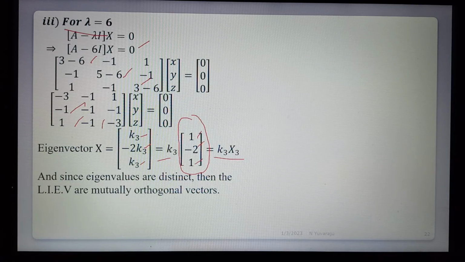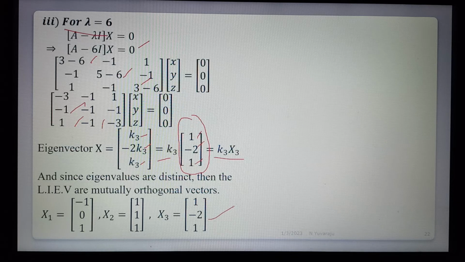If orthogonal, no problem, we can choose directly. If not orthogonal, for whichever one is not orthogonal, find a new orthogonal vector using x1 transpose x2 is equal to 0, x3 transpose x1 is equal to 0. Using that condition and solving, we get the new orthogonal eigenvectors. In this problem, all 3 eigenvectors are compulsorily mutually orthogonal. So these are 3 linearly independent, mutually orthogonal vectors.